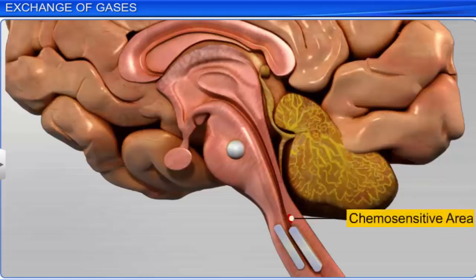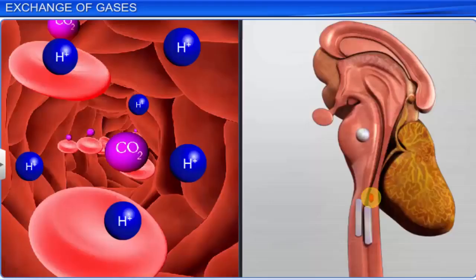A chemosensitive area adjacent to the rhythm center is highly sensitive to carbon dioxide and hydrogen ions. Hence, the increase of these substances in the blood activates this center, which in turn signals the rhythm center to make adjustments in the respiratory process to eliminate these substances.